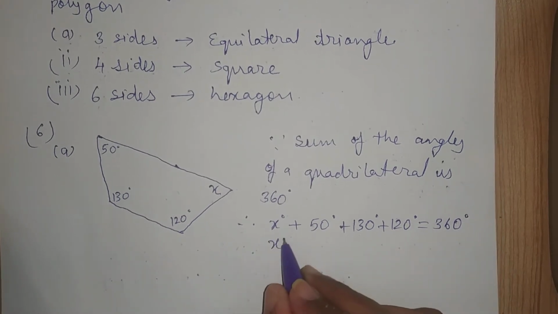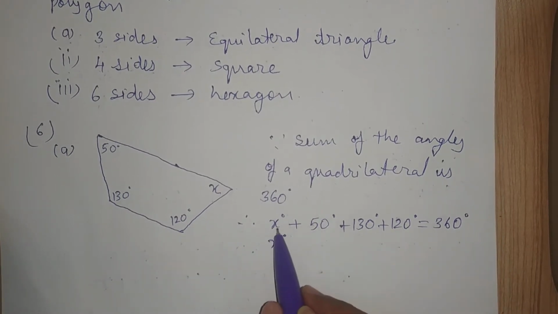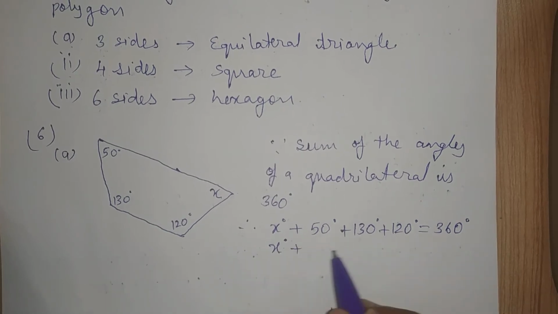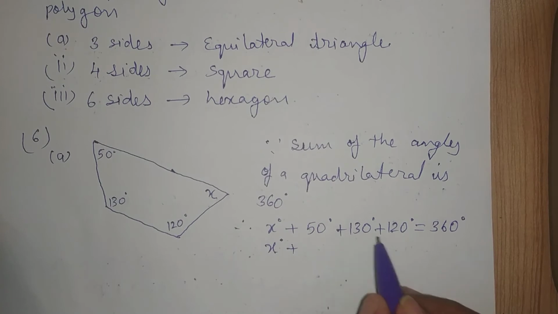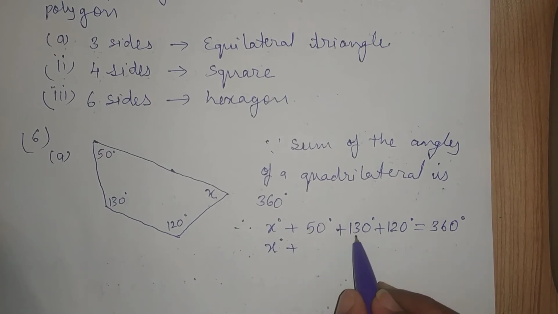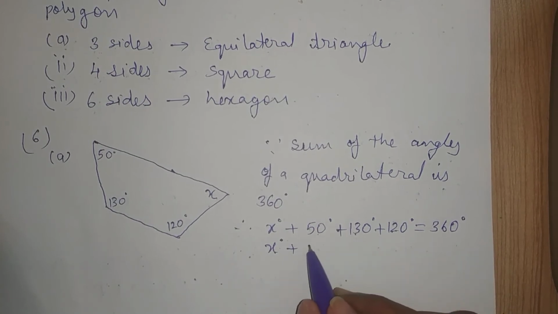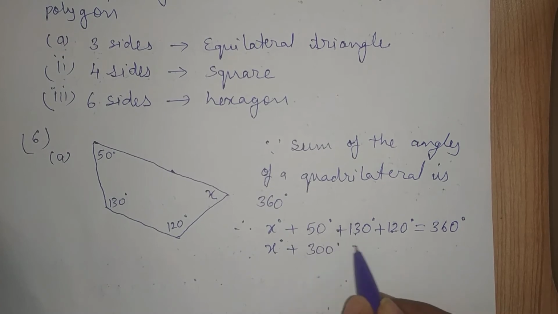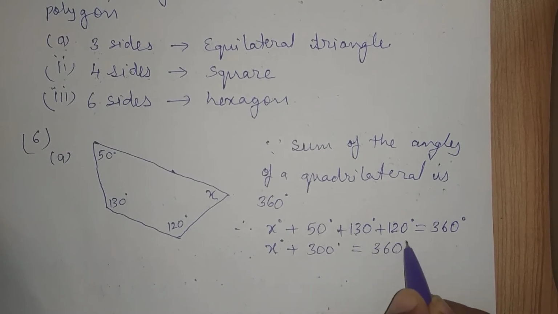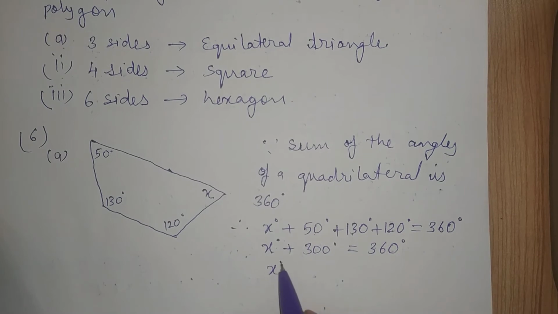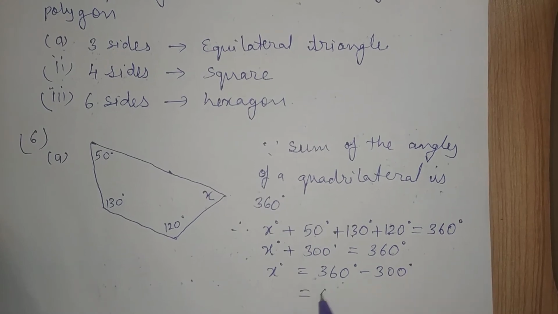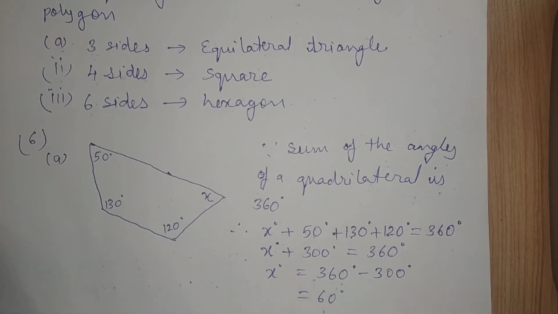Now we cannot add a constant and a variable, so x will be as it is, plus sum of these is 120 plus 130 degree plus 50 degree is equal to 300 degree, is equal to 360 degree. So value of x is 360 degree minus 300 degree. That is, value of x in this figure is 60 degree.